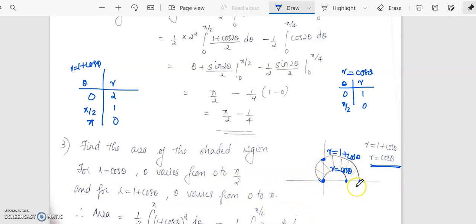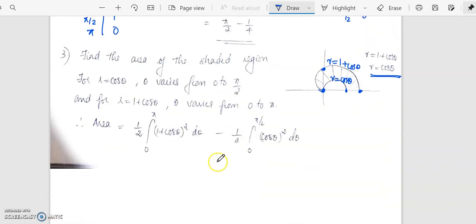Now the required area will be the area under the cardioid, so integrate the cardioid from 0 to pi. From that, subtract the area under the circle. For that we need to integrate from 0 to pi by 2 the curve r equal to cos theta. So the required area will be 1 by 2 integral 0 to pi of (1 plus cos theta) whole square d theta minus 1 by 2 integral 0 to pi by 2 of cos square theta d theta.